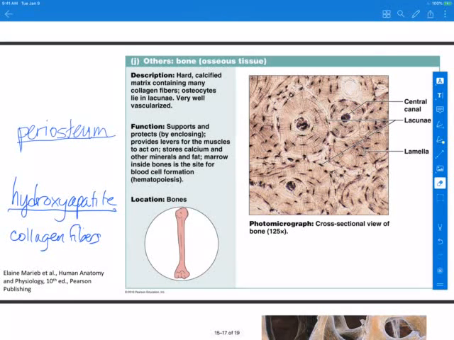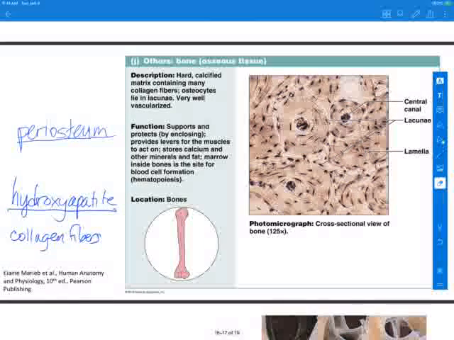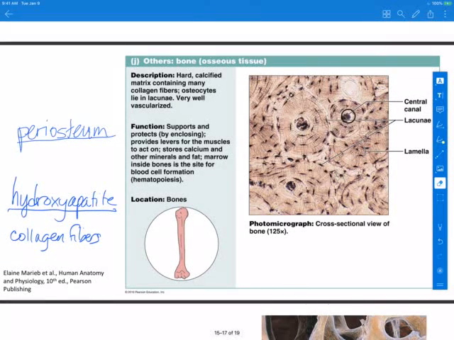So the little dark spots are osteocytes and lacunae. The central canal is shown here. It contains blood vessels, nerves, and lymphatic vessels. And the major functional unit of compact bone is called the osteon, also known as the Haversian system.